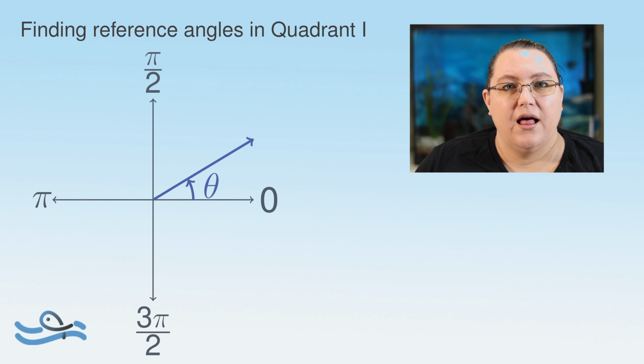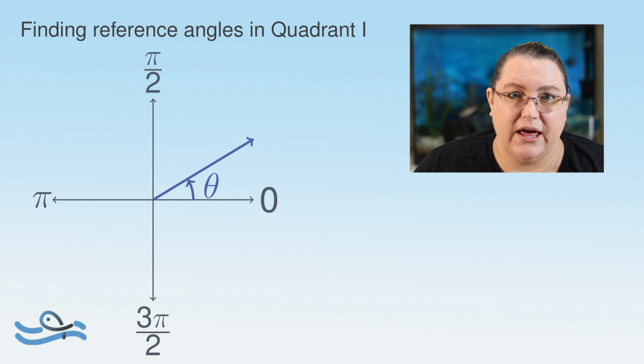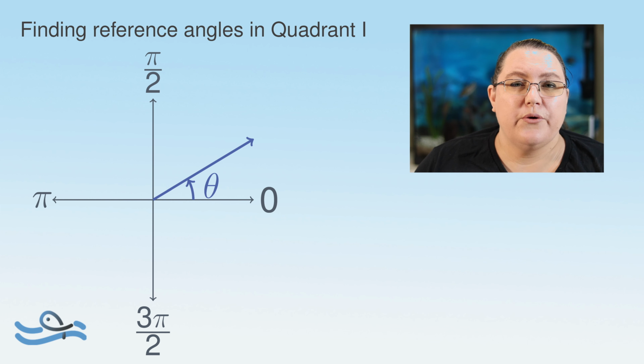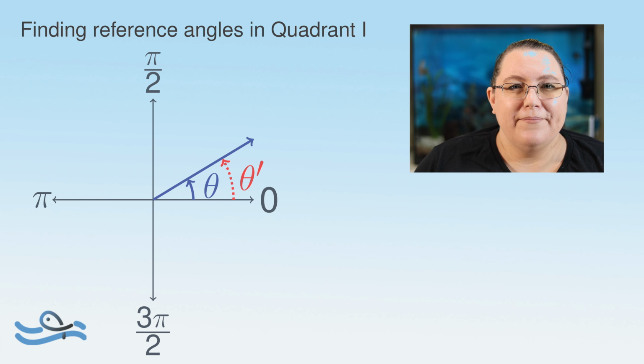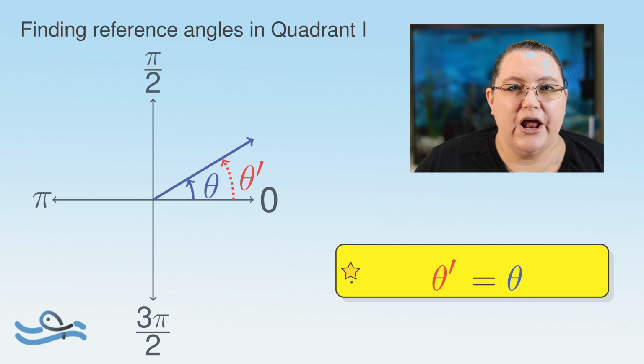Let's see how that works. Let's call our original angle theta. If theta is in quadrant 1 between 0 and pi over 2, then theta is already an acute angle. That means that the acute angle made between the terminal side of theta and the x-axis is the same angle as theta itself. In other words, theta prime, our reference angle, is the same as theta.